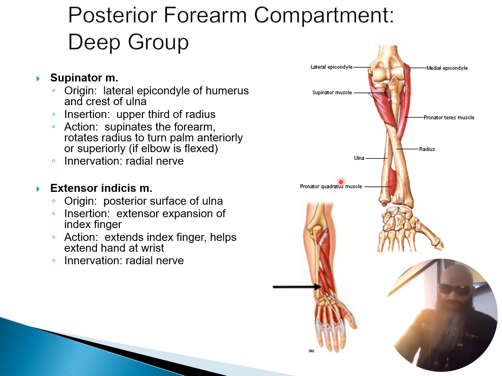Proximal third is a term I'd rather use than upper third. So proximal third of the radius, origin, lateral epicondyle. Okay, and then we've done the extensor indicis already. Overkill on that one.